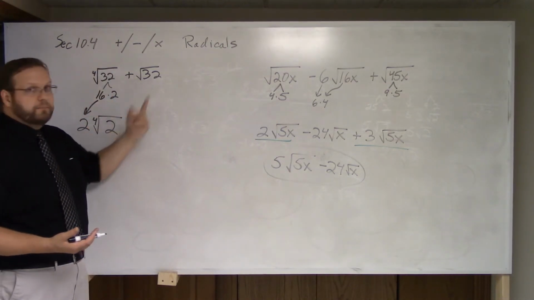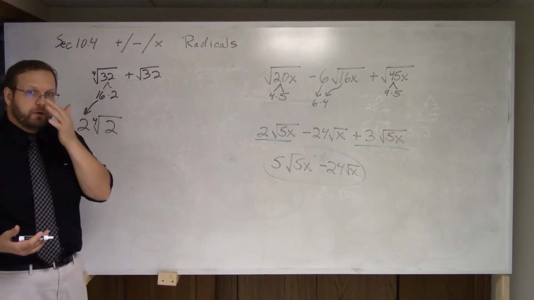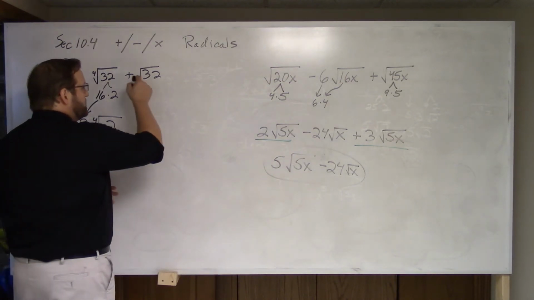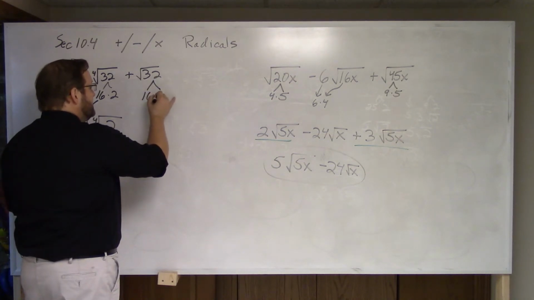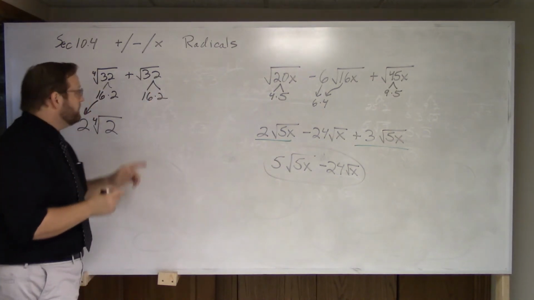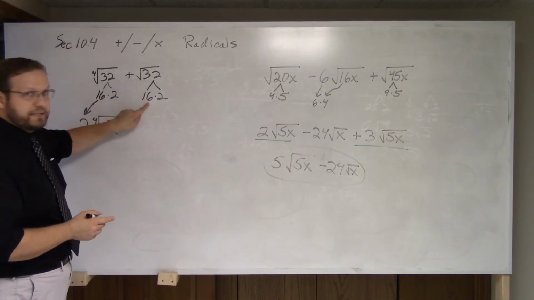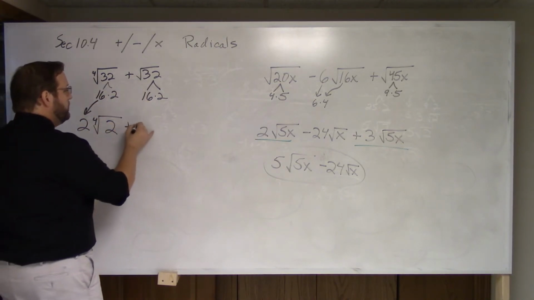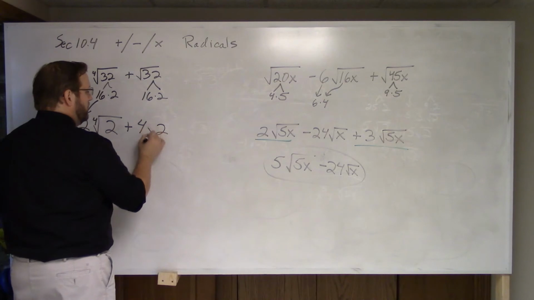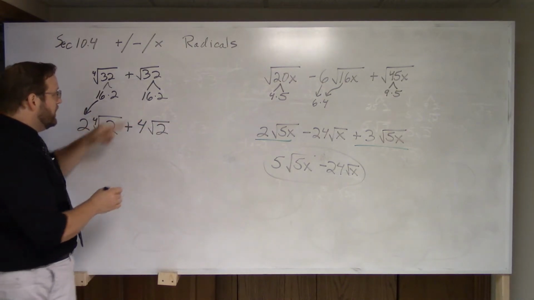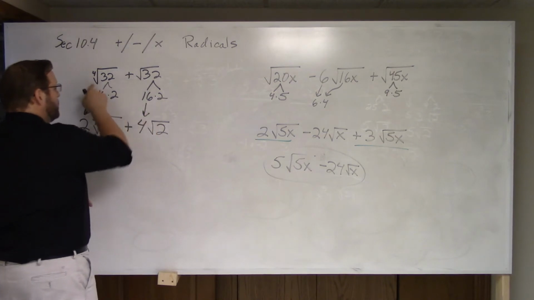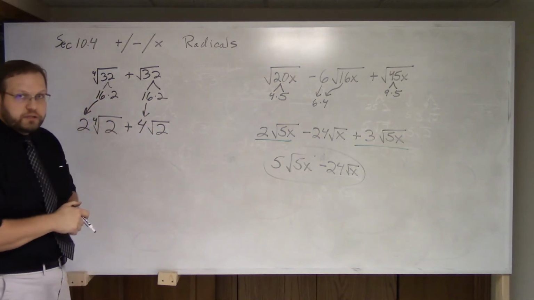Now let's go here. 32. Now here's the tricky part. 32 in a square root is also going to be broken up into a 16 times 2. However, when we take the square root of that 16, we are going to pull out a 4 instead of the 2. Okay? So square root of 16 is a 4. Fourth root of 16 is just a 2.